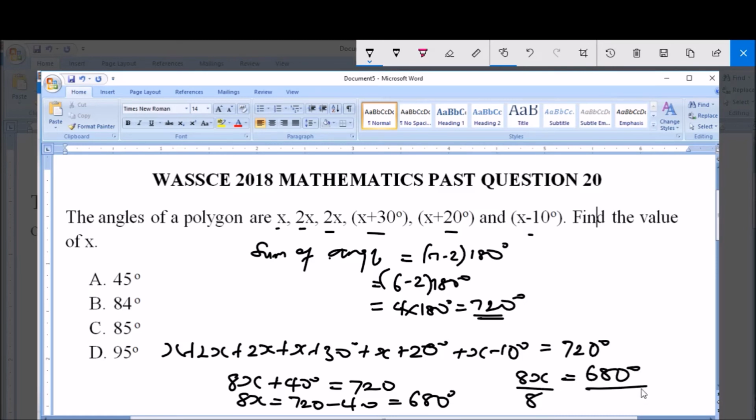Divide both sides by the coefficient of x, which is 8. 8 here we cancel 8, so we have x is equal to, now 680 divided by 8 is equal to 85 degrees. So the value of x is 85 degrees, and that is option C.